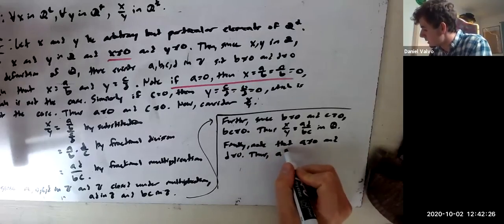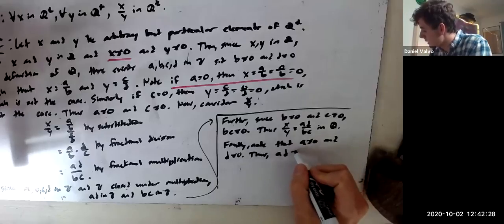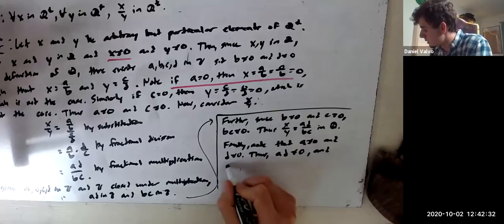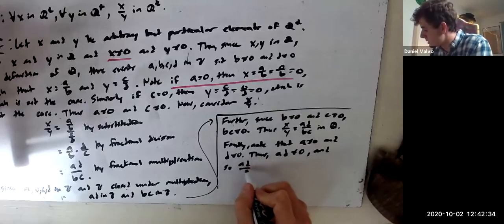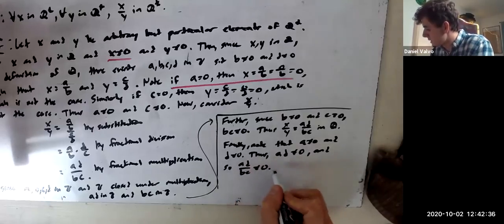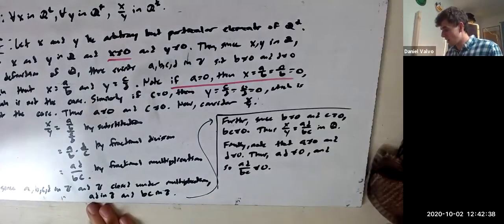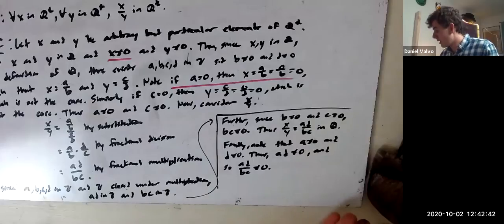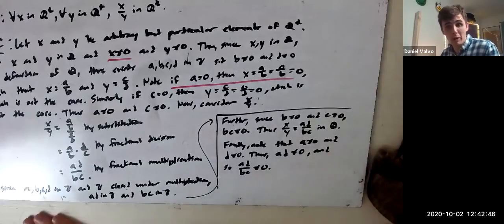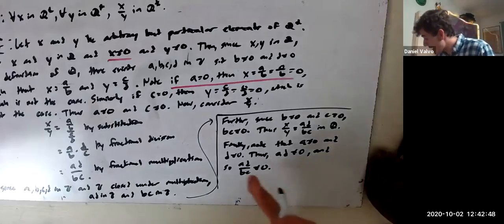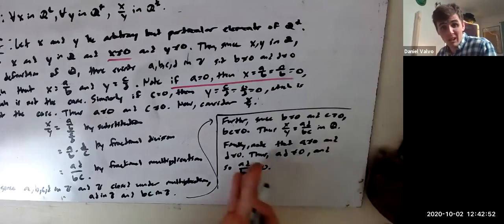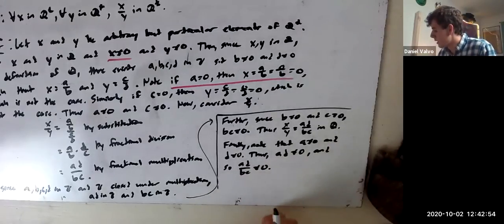Thus, AD does not equal 0. And so AD over BC does not equal 0. Right? Yeah, I'm comfortable with all this. So AD over BC cannot equal 0 because A and D themselves aren't 0. That's the only way you're going to get 0 here.